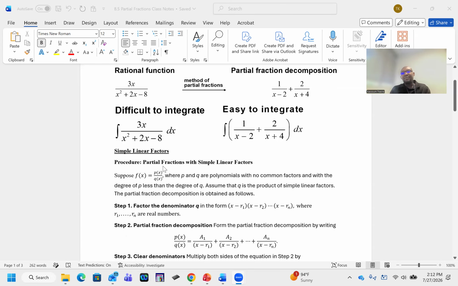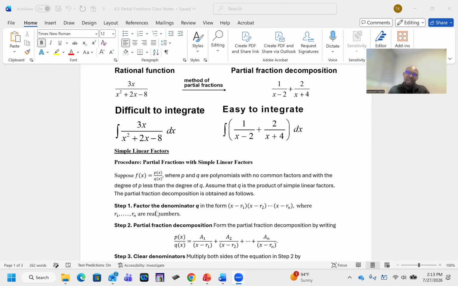So first thing, the simple linear factors. Procedure for partial fraction with simple linear factors. You follow these steps, okay? Suppose f of x is equal to p of x divided by q of x, where p and q are polynomials with no common factors, and with the degree of p less than the degree of q. That's most important. Assume that q is the product of simple linear factors. The partial fraction decomposition is obtained as follows.